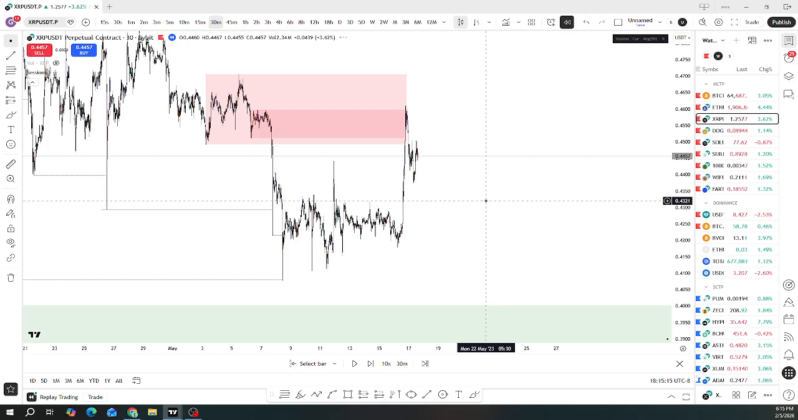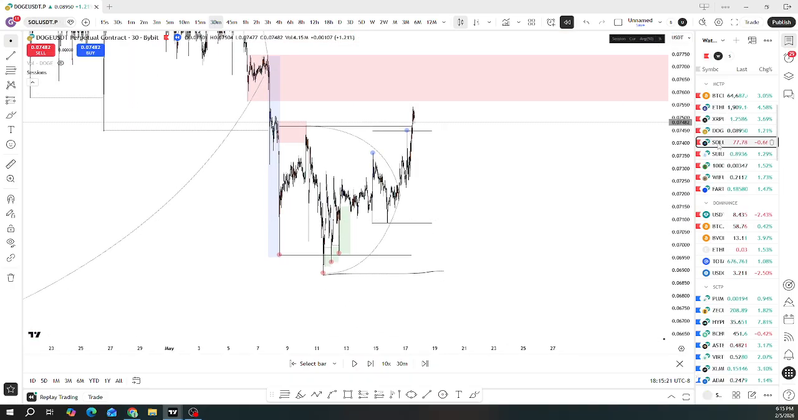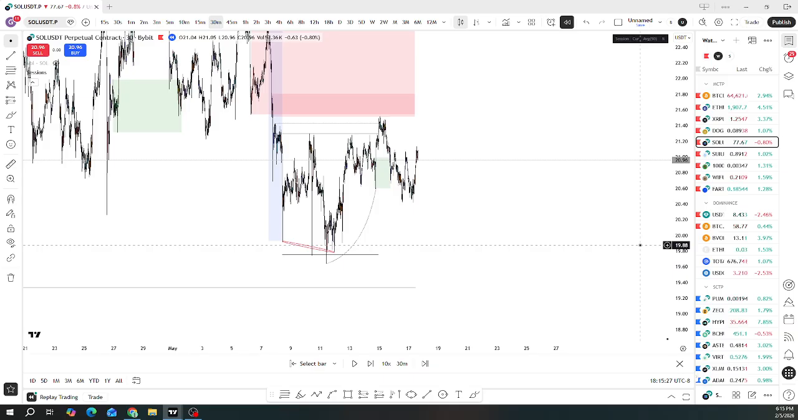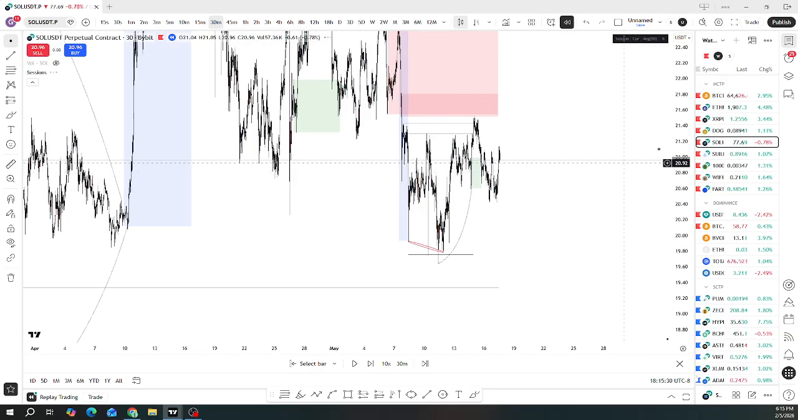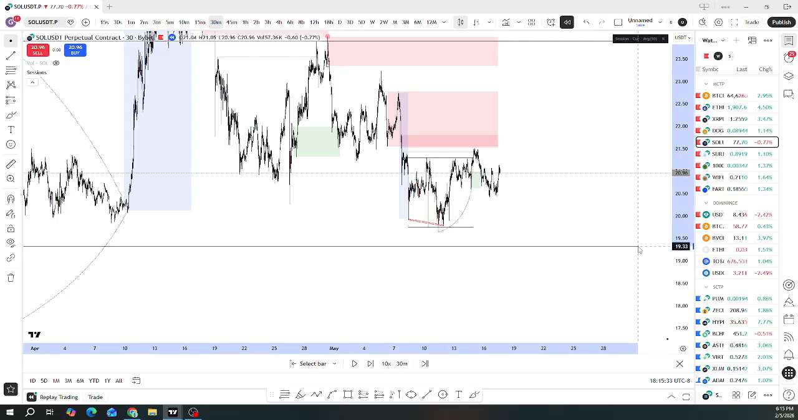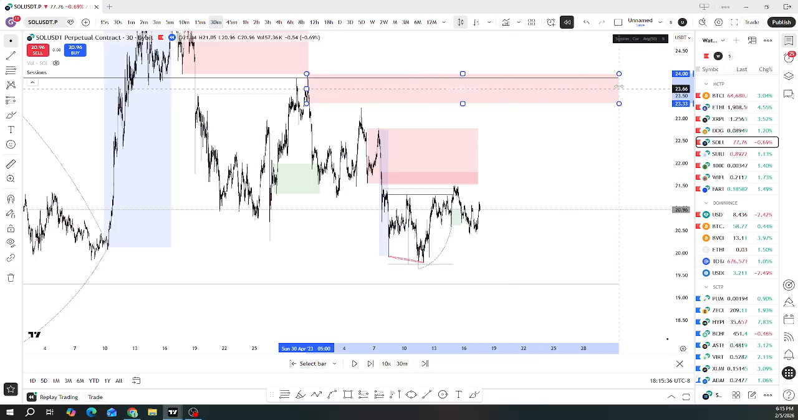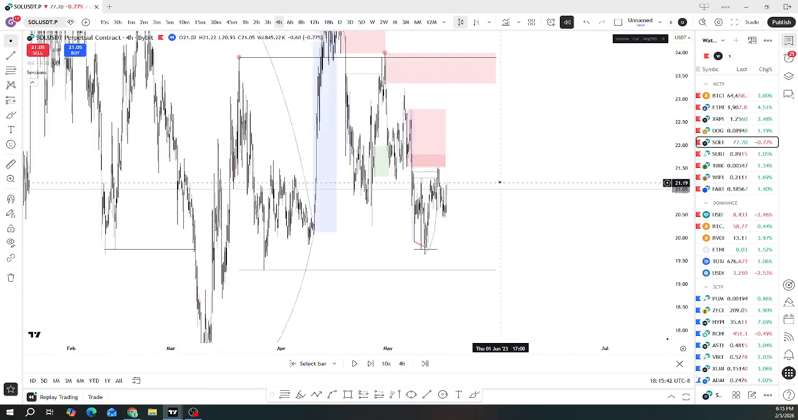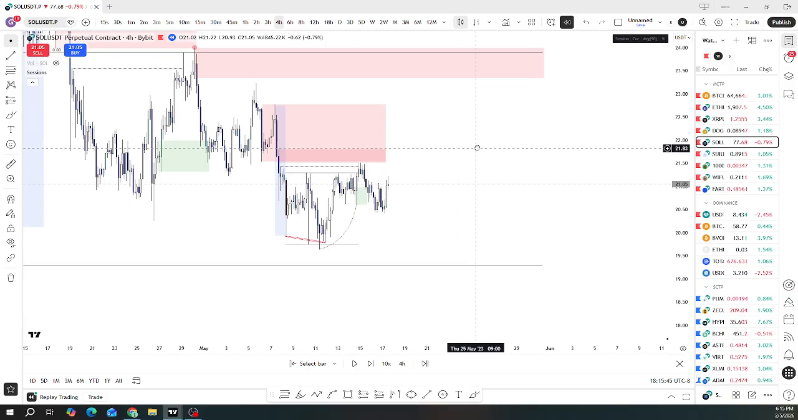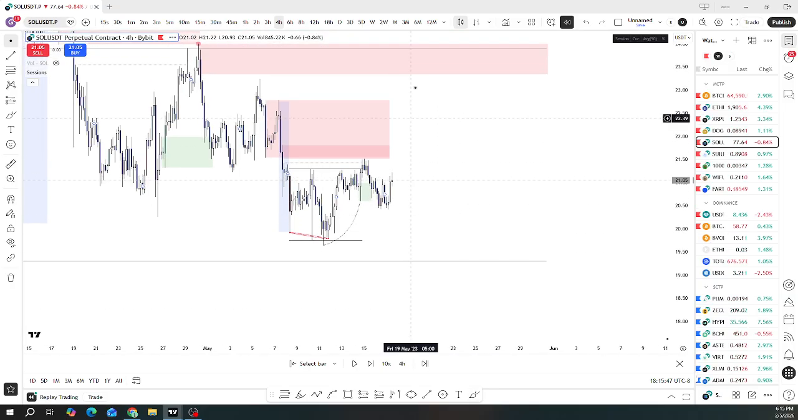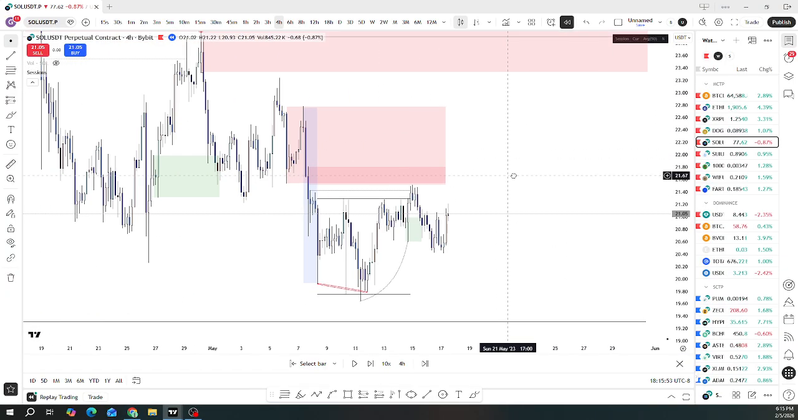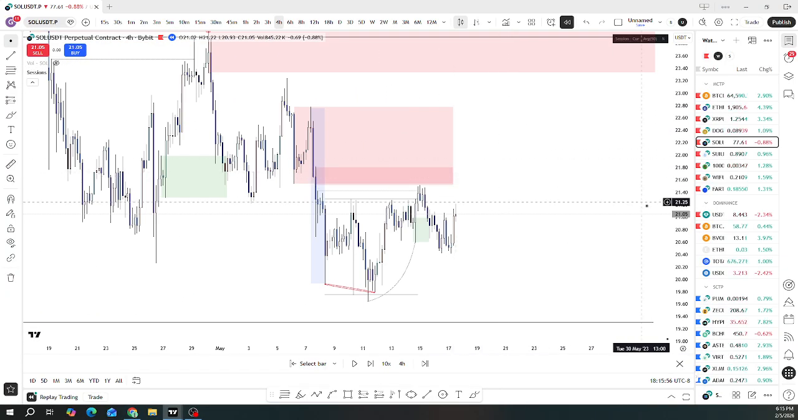XRP consolidating up here. Watching that high for distribution. Same with Solana. Getting a bit extended here. It's still complete, but yeah, this is where I say, if you start squeezing up, the distribution is no longer looking that great. We're gonna have to see.